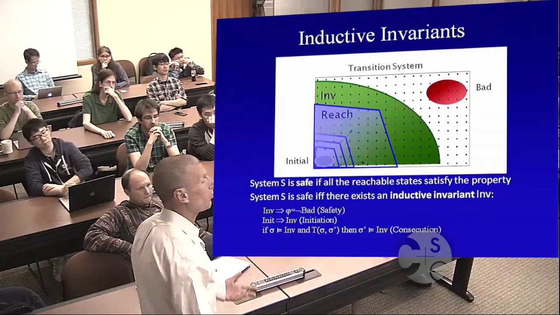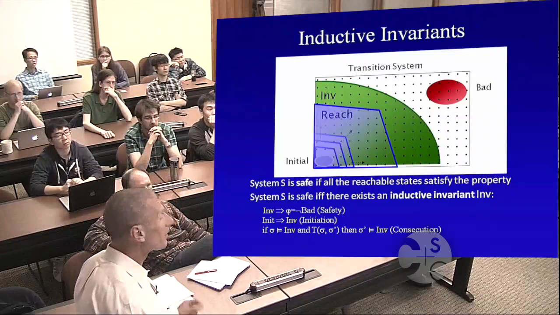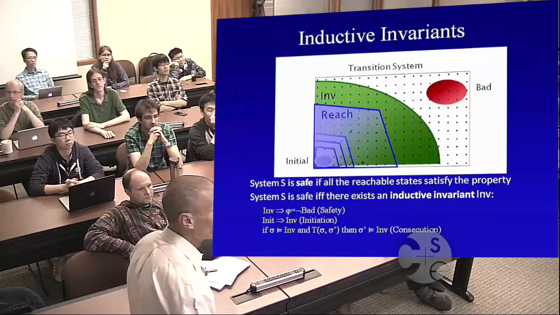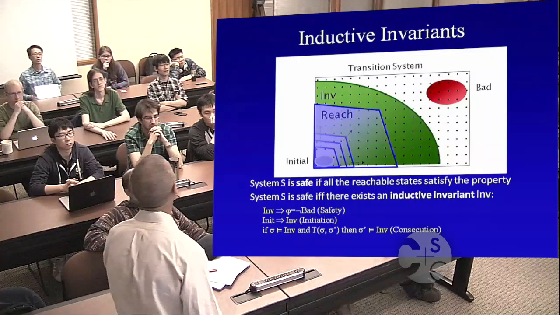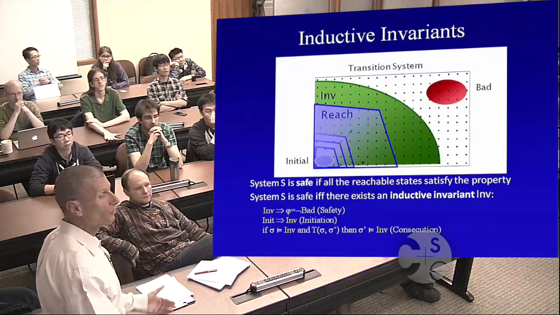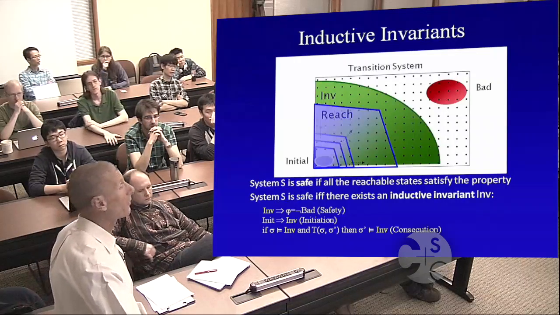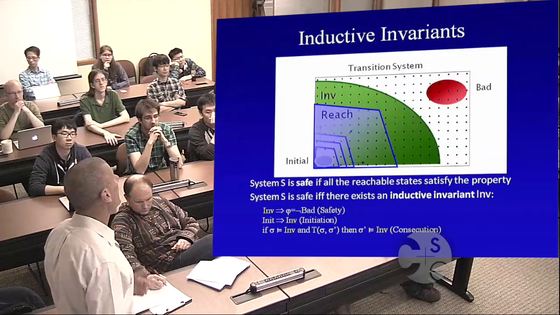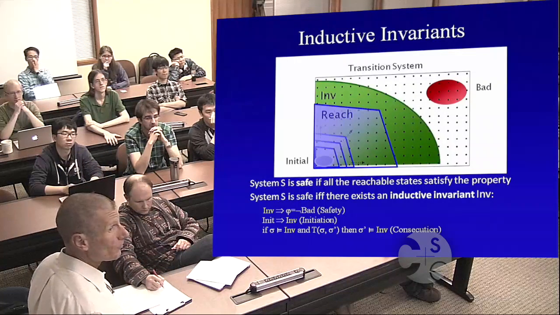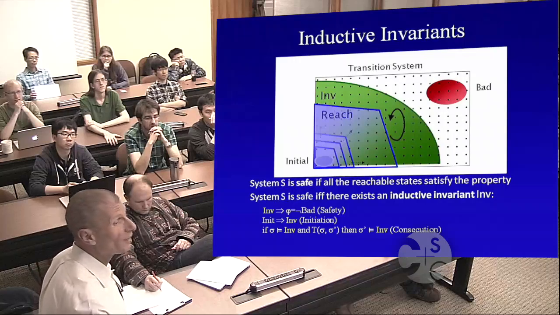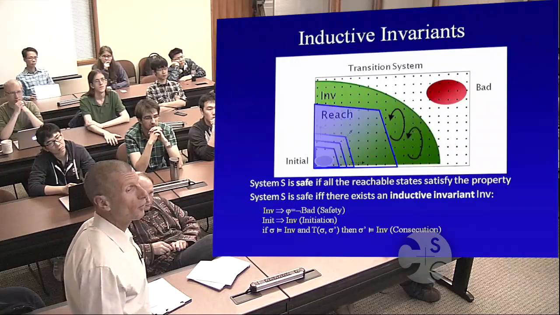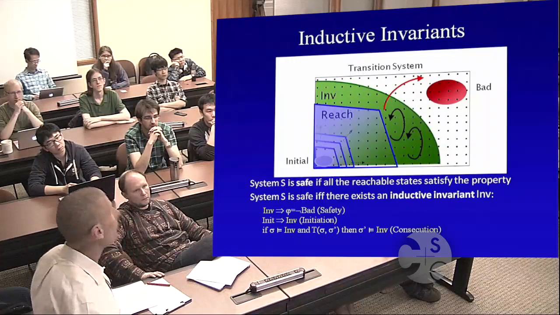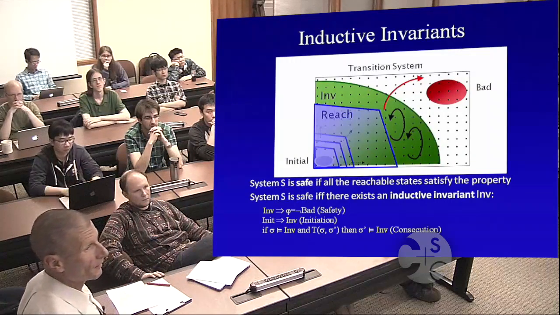The initial state implies the invariant. And the most interesting property, which is tricky to understand, is that the invariant is closed under the transition system, which is called consecution. It means that whenever you take a state which satisfies the invariant and you execute one step of the transition system, it still satisfies the invariant. So, for example, this is a good transition. This is also a good transition, but this is a bad transition. We don't want to allow a transition which goes outside the invariant.